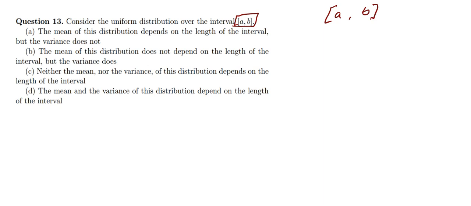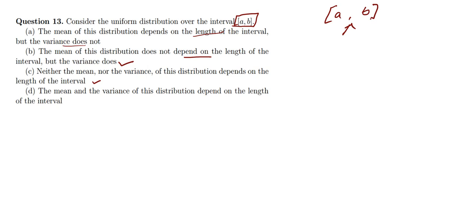Let's check them. The first says the mean of this distribution depends on the length of the interval but the variance does not. Option B is exactly opposite to option A, that is, the mean does not depend on the length whereas the variance does. Option C says neither the mean nor the variance depends on the length of the interval, but option D is opposite to option C, that is, both of them depend on the length of the interval.